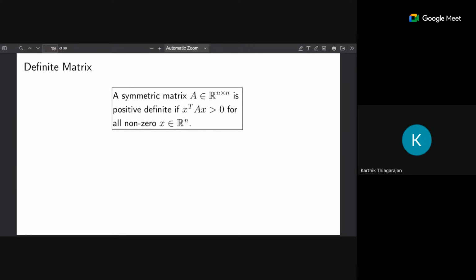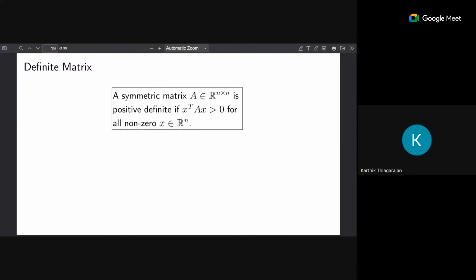So the matrix is symmetric, right? It's always symmetric. So it's called positive definite if X transpose AX is greater than 0 for all non-zero X. So why do we use non-zero here? If X is 0, what will happen? Then X transpose AX will be 0. So we ignore the 0 part. We are only interested in the value, the sign of X transpose AX for all non-zero X. It's strictly saying greater than. So this is positive definite.